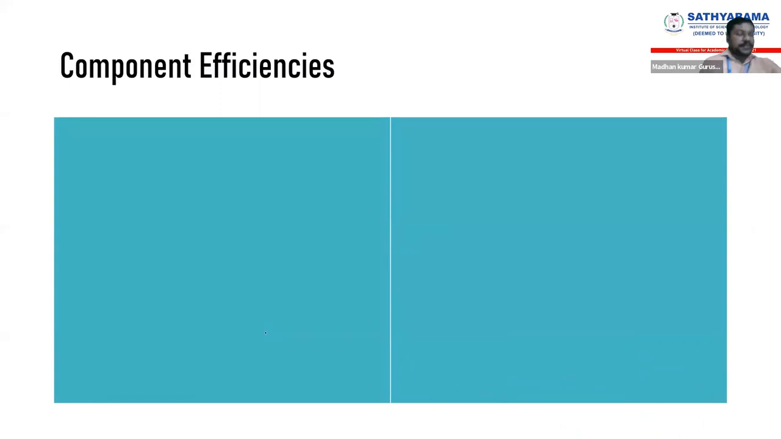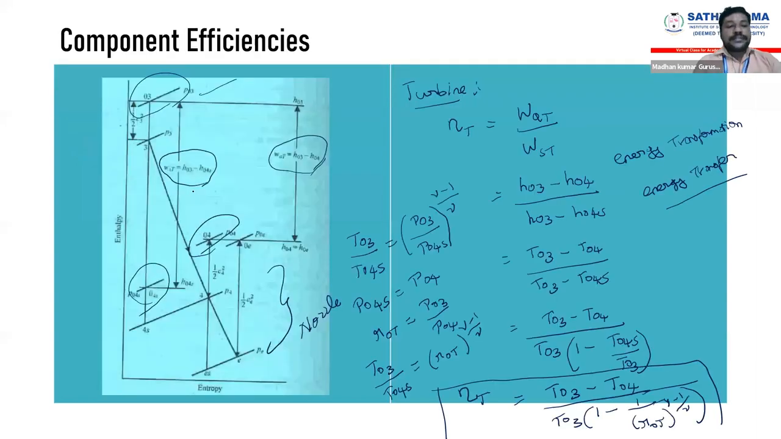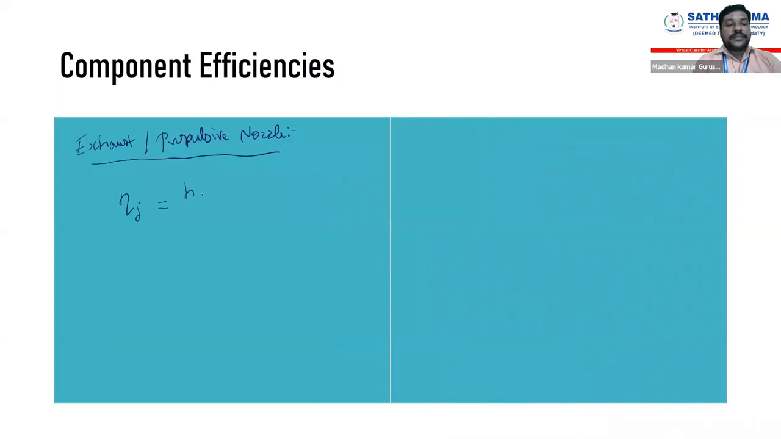Now we are going to discuss nozzle efficiency, that is, the exhaust or propulsive nozzle. So what is exhaust efficiency? It is given as eta j, and I have explained it in the figure. So we have the state from 04 to E, right? So from 04 to E means we have to consider the actual state to the isentropic state. So H04 minus HE over H04 minus HES, right?